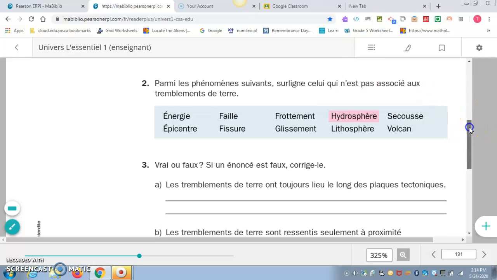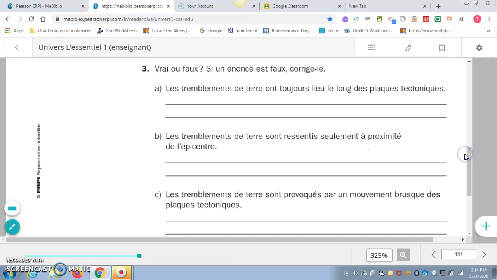Question numéro 3, vrai ou faux? Si un énoncé est faux, corrige-le. So we're going to say whether these are true or false, and if it's false, we're going to correct it. Question A, les tremblements de terre ont toujours lieu le long des plaques tectoniques. So are earthquakes always along tectonic plates? Always, always. And we know that that is faux. Ils peuvent aussi se produire dans des failles à l'intérieur d'une plaque. They can also happen inside a tectonic plate.